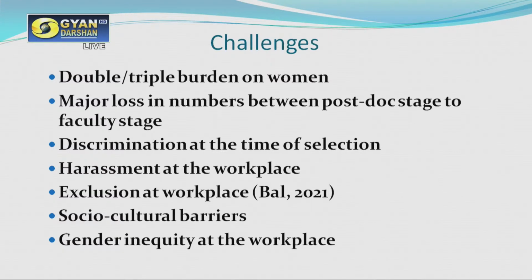So you could see that in some of the movies, how women's roles have been represented, even the scientist role has been represented within the family setup as well. Major loss in numbers between postdoctoral stage to faculty stage. So they could do the postdoctoral stage, but gradually the number decreases, right? How many women are represented in faculty positions in science disciplines in premier institutions?